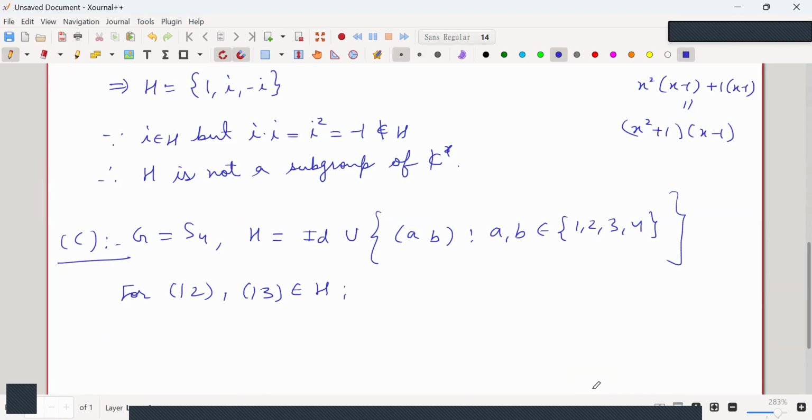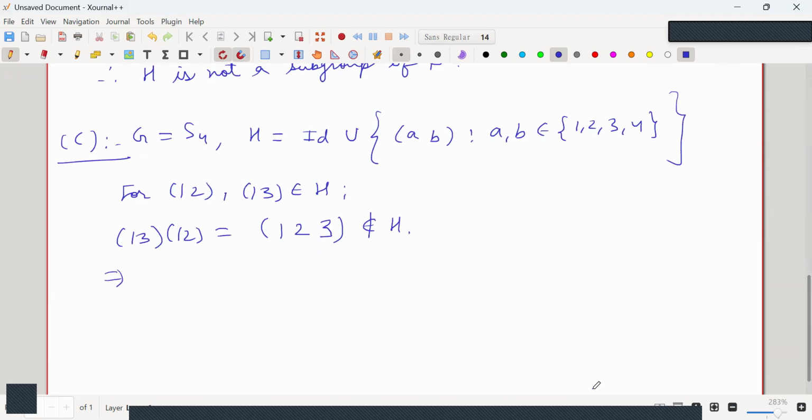and their product, which is 1 going to 2, and 2 is not here, so 1 will be mapped to 2. 2 is mapped to 1, 1 is going to 3. So 2 will map to 3 and 3 is mapping to 1. So this is a 3-cycle which is not inside H. This implies H is not a subgroup of G.